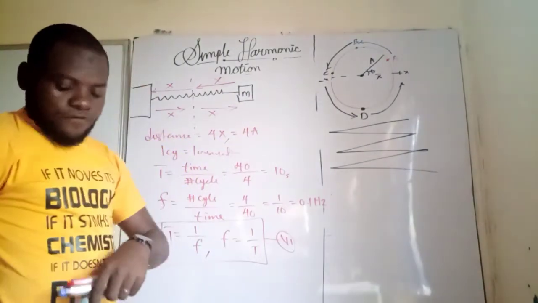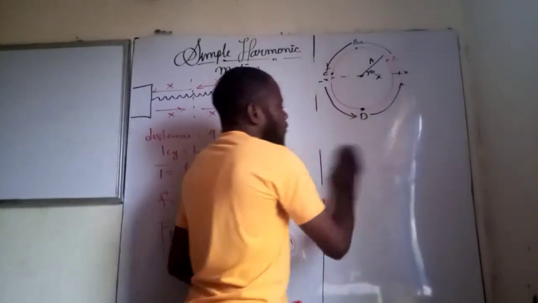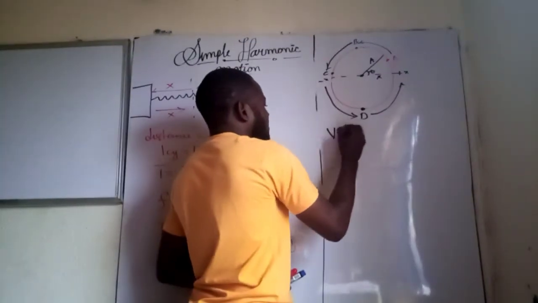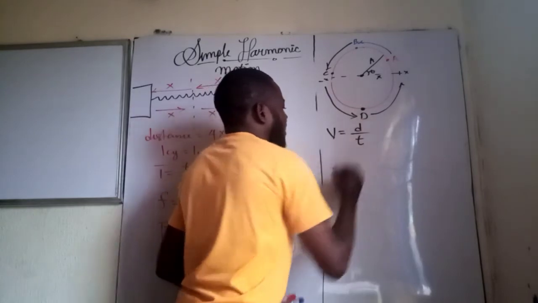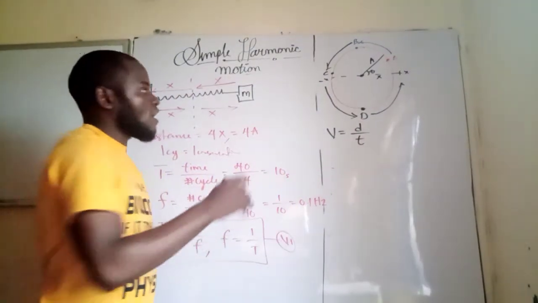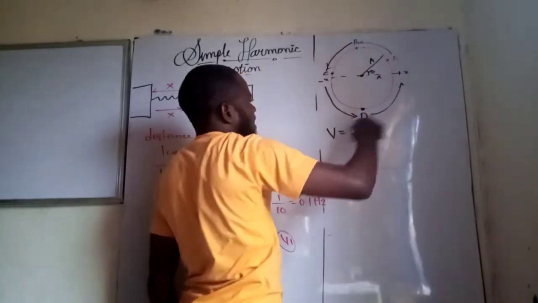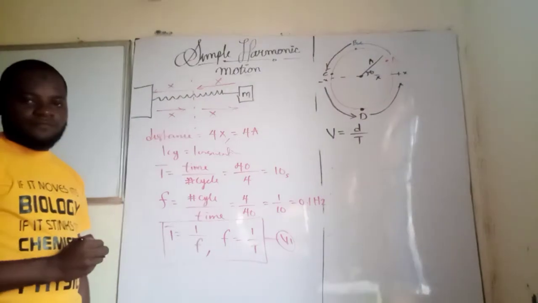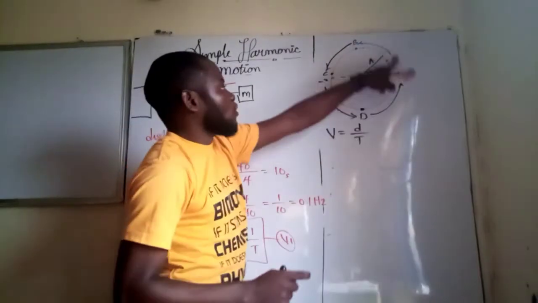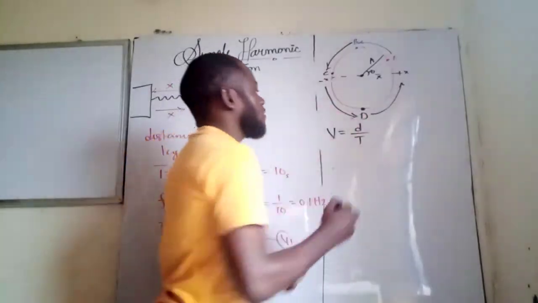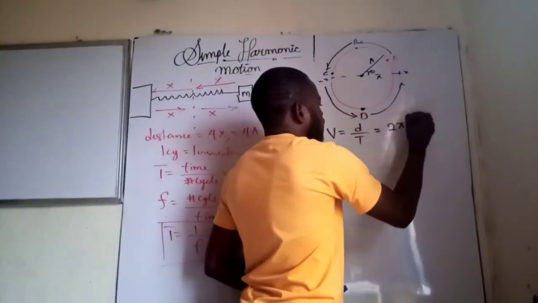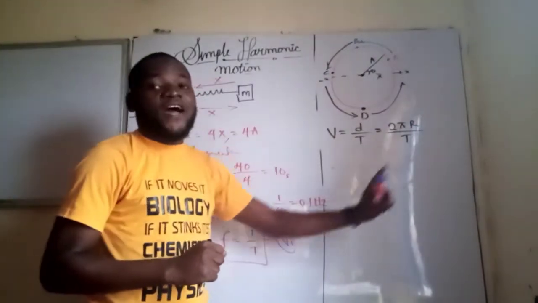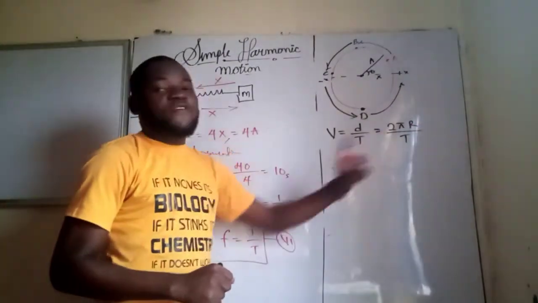Now, if this body is performing a simple harmonic motion like we just explained, we are going to have that the velocity is displacement divided by the time. And the time that it will take this body to move from here and come back to this place is known as the period of oscillation. Now, the total distance covered is the circumference of this circle. The circumference of a circle is 2 pi r. So the velocity will be 2 pi r divided by T.